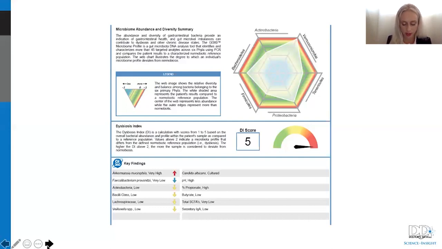So to address this here, we'd really want to see the patient increasing their soluble fiber, 5 to 10 grams per day, and then especially inulin is indicated for that Faecalibacterium prausnitzii species.